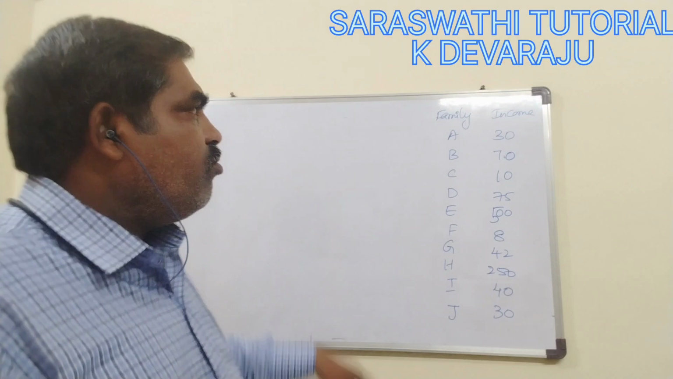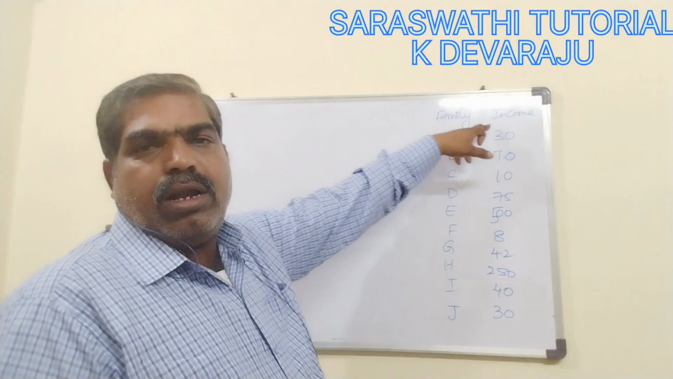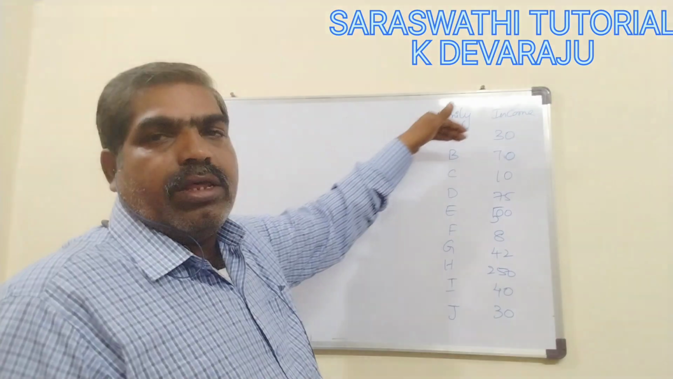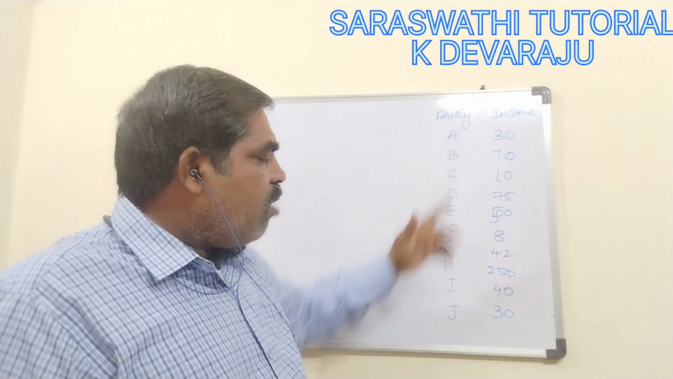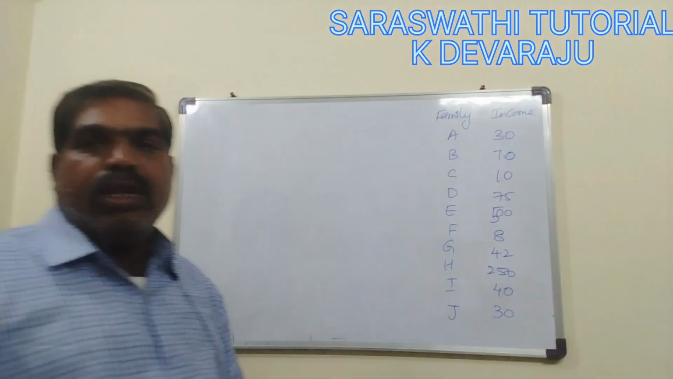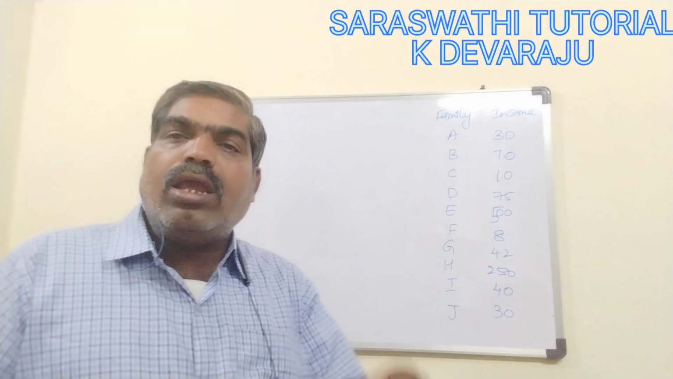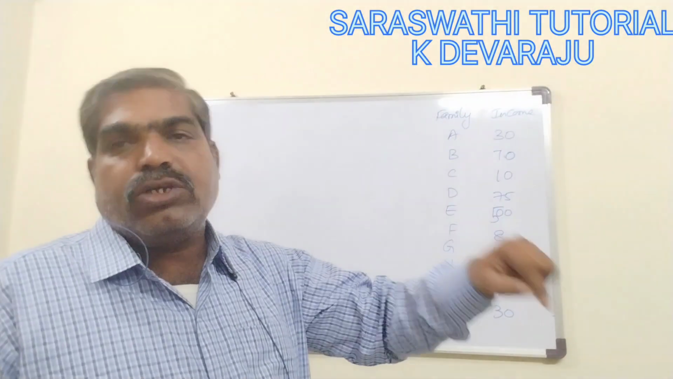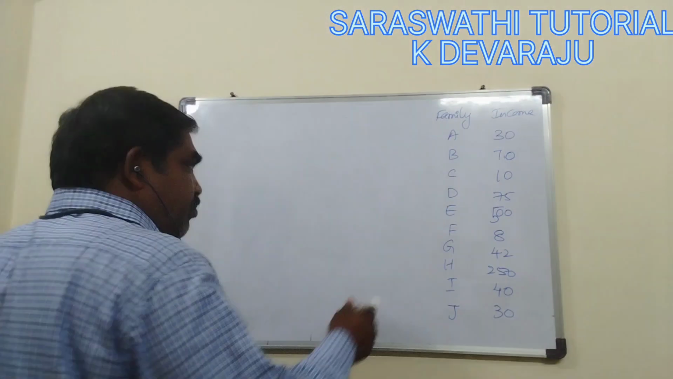Okay. So if you observe family and income, family A 30 income, family B 70, family C 10, up to J. J's family is also given. But how are we calculating the arithmetic mean in individual series, direct and shortcut? Okay, this is the question.